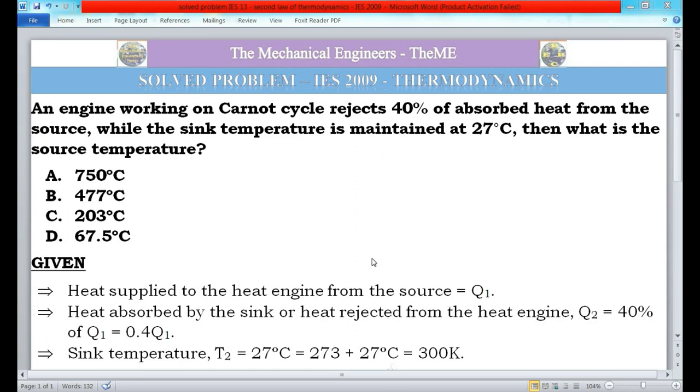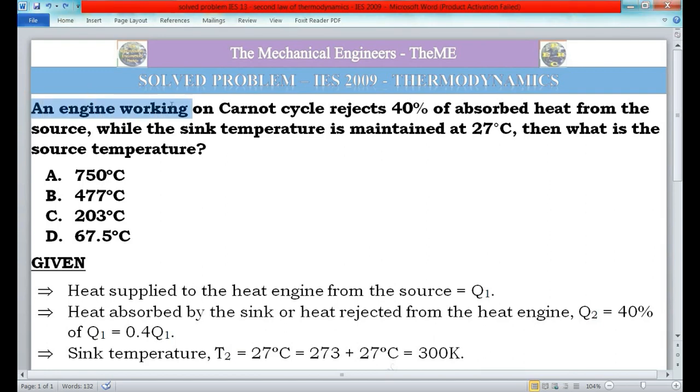I'm Jagdish. Today's topic is IES, Indian Engineering Services. So in today's video, I'm going to explain a thermodynamic numerical problem which had appeared in the IES paper 2009. Okay, so let's begin. First I will read the question.